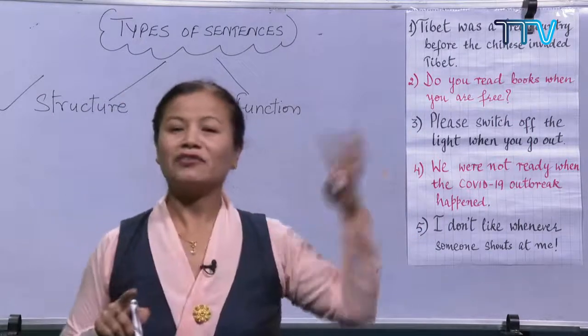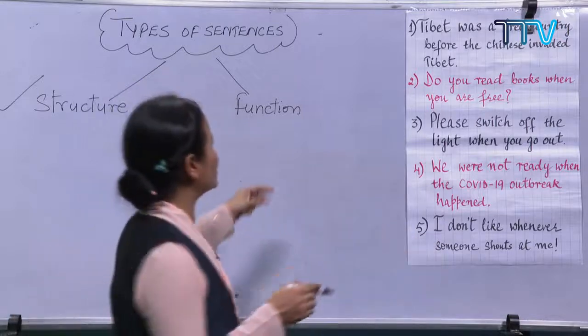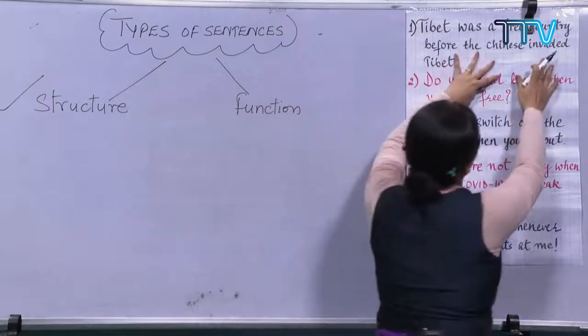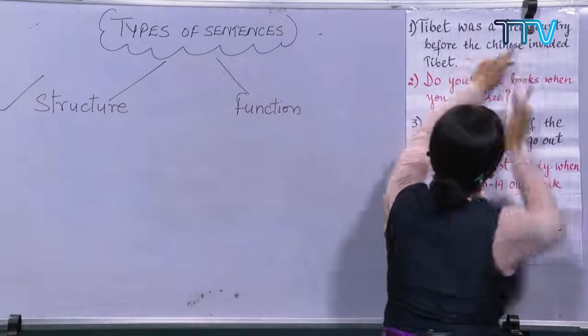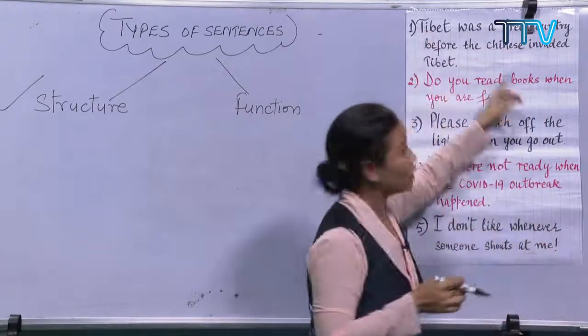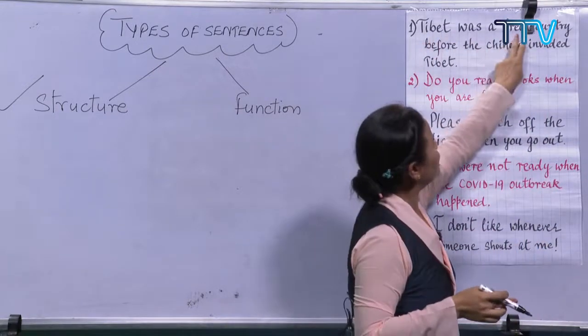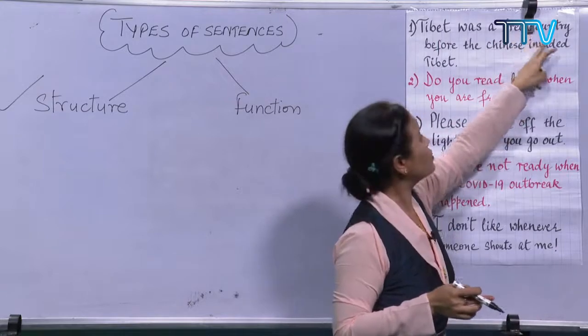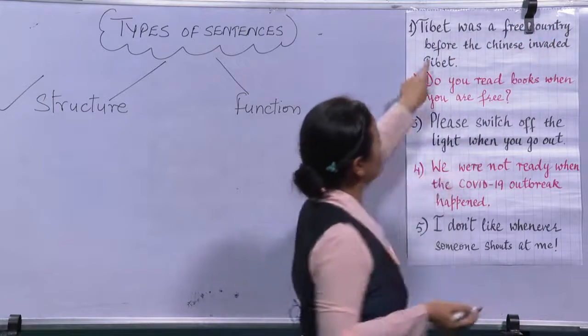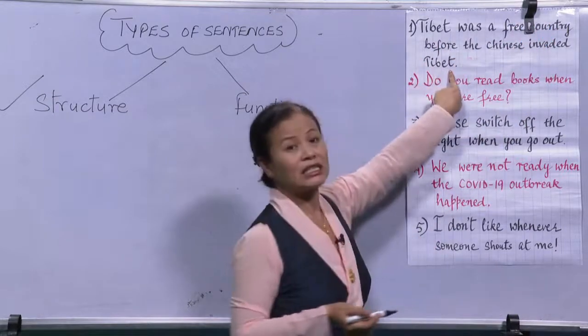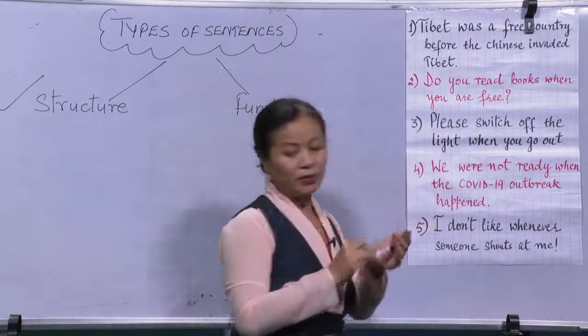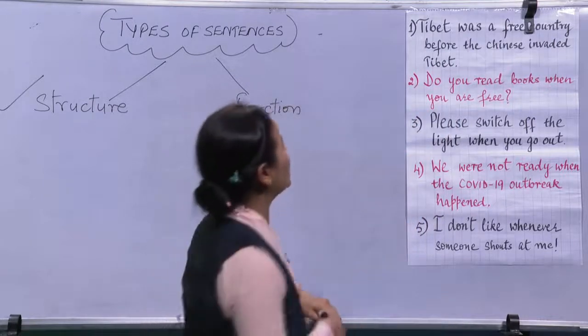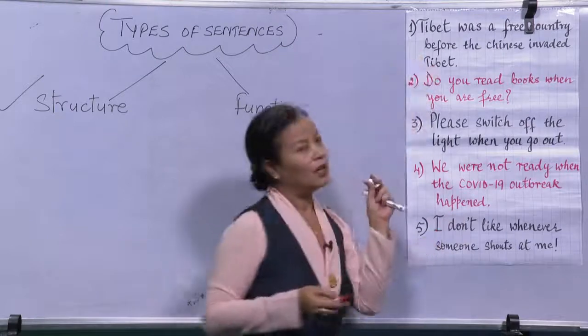So I'm looking at the functional aspect of sentences. Let's read the first sentence. It's hidden there, but I hope you can just read. Tibet was a free country before the Chinese invaded Tibet.